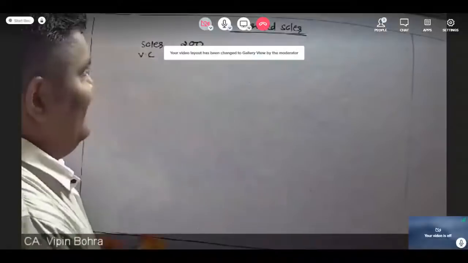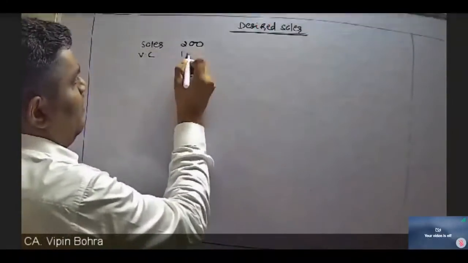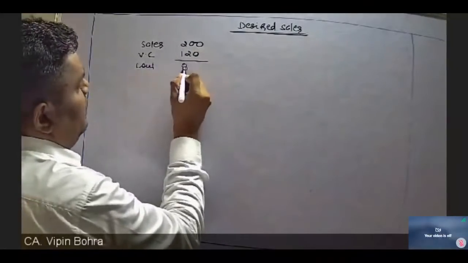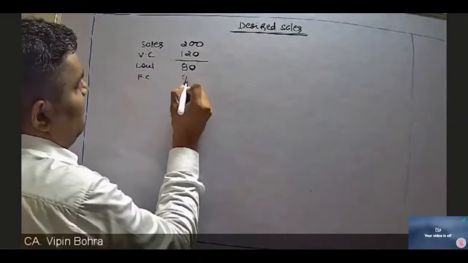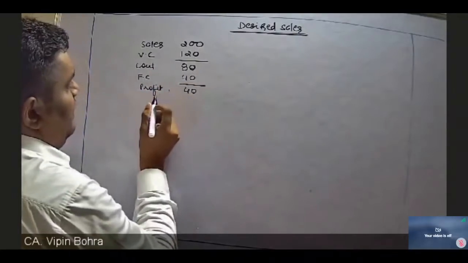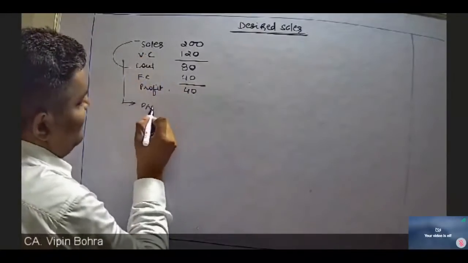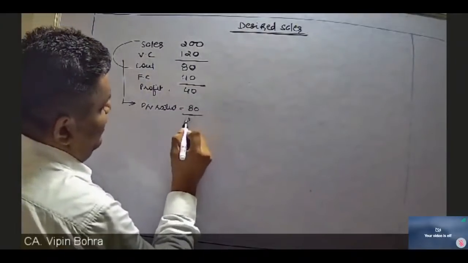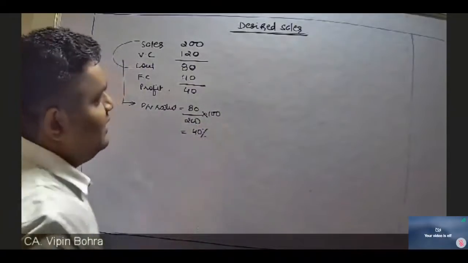Let's start desired sales now, guys. The sales is 200. My variable cost is 120. My contribution will be 80. My fixed cost is 40. My profit is 40. The relationship between contribution and sales we have already discussed is called as PV ratio. It is 80 divided by 200 into 100. That is 40%. Hopefully this part is clear.